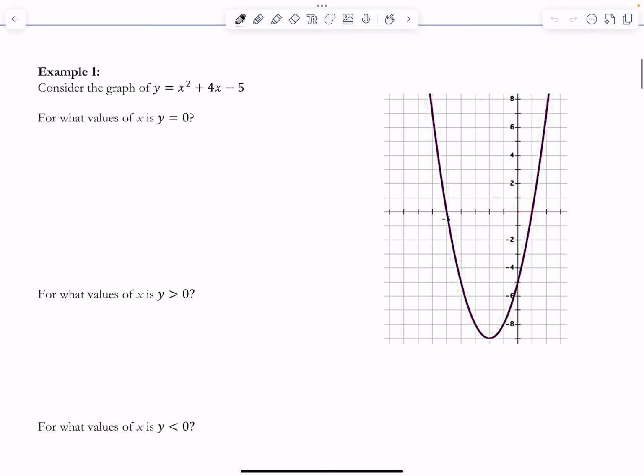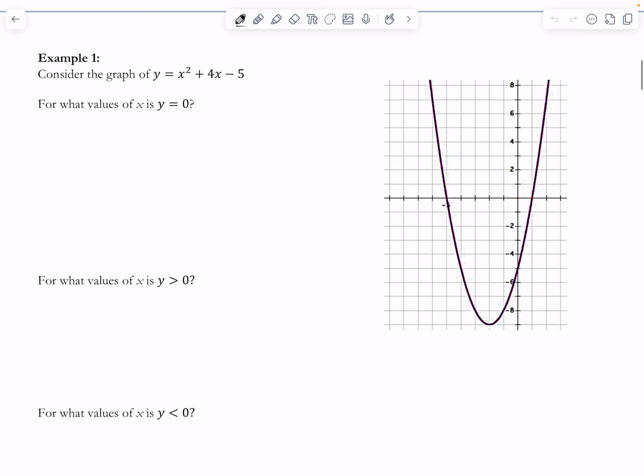In this video, I'm going to go over how to solve some polynomial inequalities. All right, a couple of these examples are going to be a little bit more challenging, but I know you guys can do it. And if you have any questions, just come in and we can go over them.